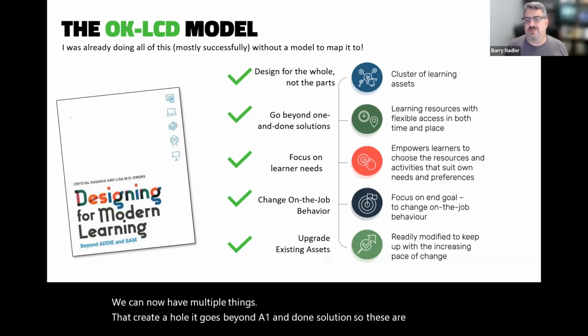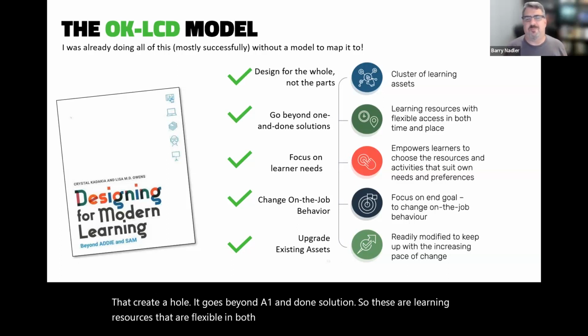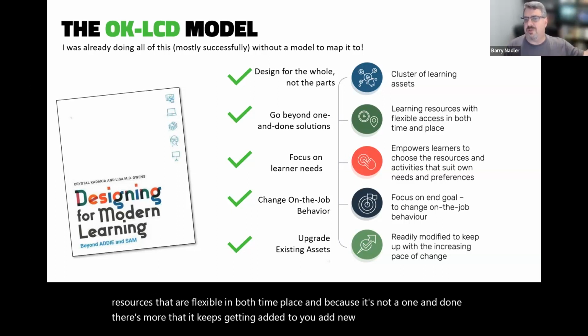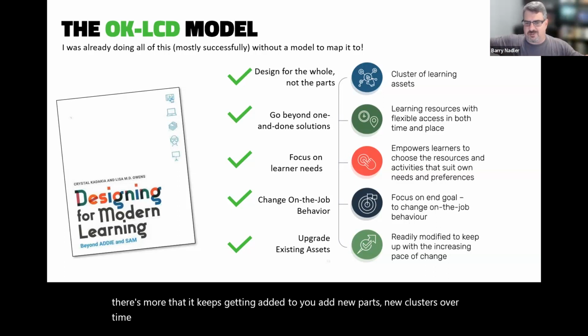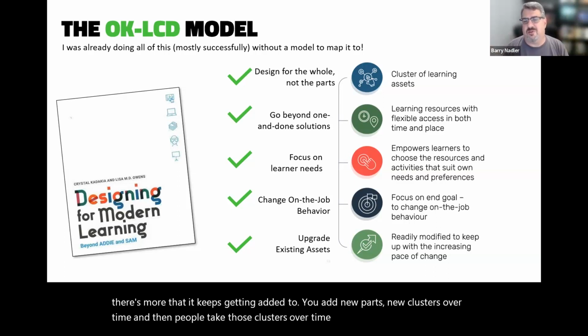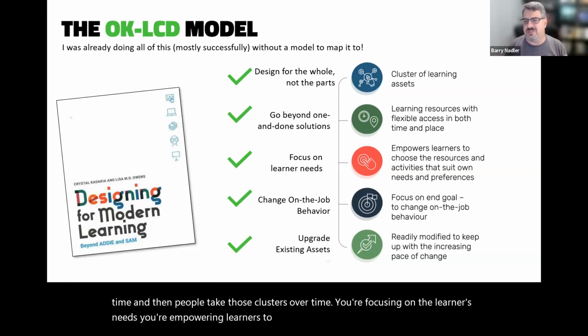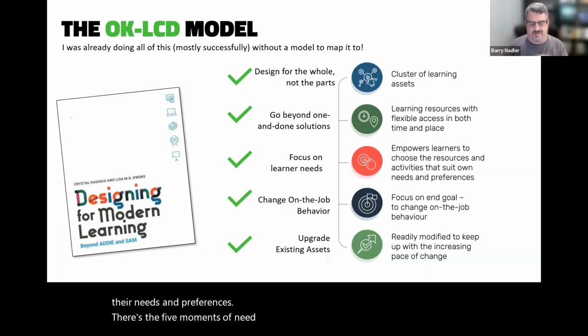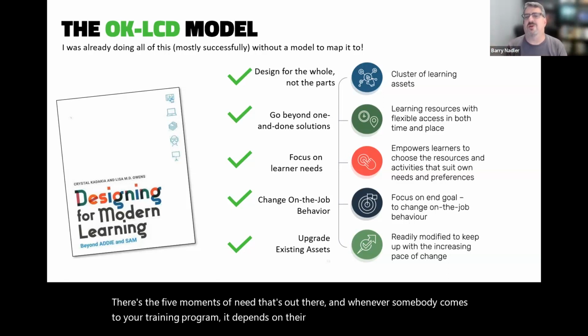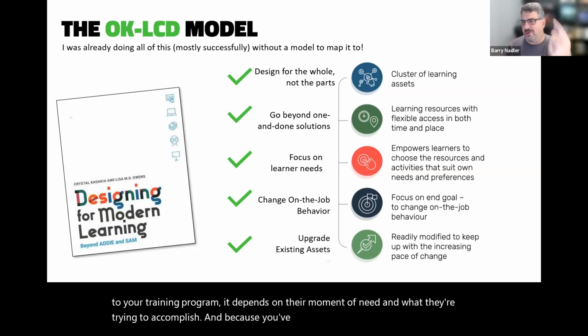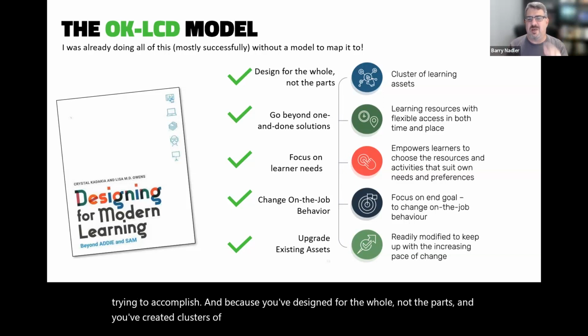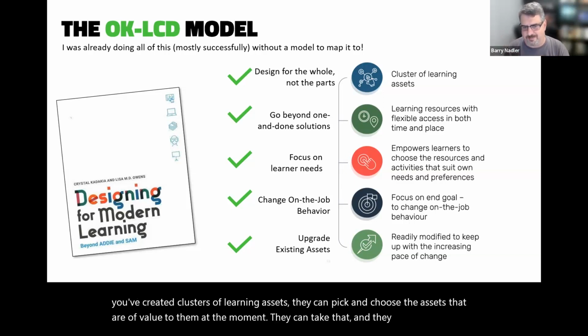So these are learning resources that are flexible in both time and place, and because it's not a one and done, there's more that it keeps getting added to. You add new parts, new clusters over time, and then people take those clusters over time. You're focusing on the learner's needs. You're empowering learners to choose the resources and activities that suit their needs and preferences. There's the 5 moments of need that's out there. And whenever somebody comes to your training program, it depends on their moment of need and what they're trying to accomplish. And because you've designed for the whole, not the parts, and you've created clusters of learning assets, they can pick and choose the assets that are of value to them at the moment. They can take that and they can run with it.